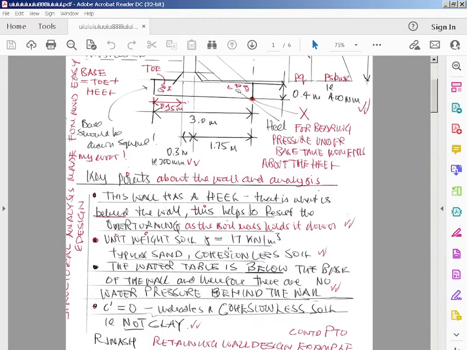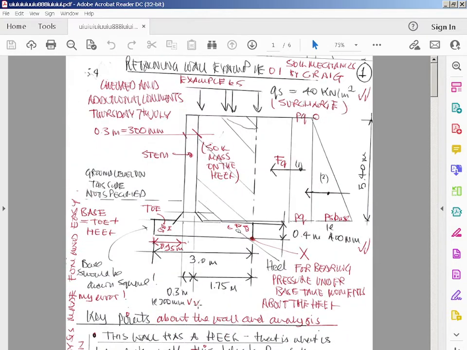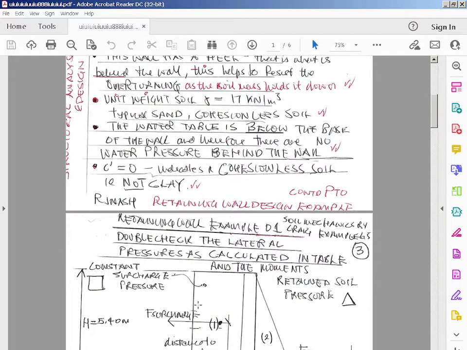The unit weight of soil, gamma, equals 17 kilonewtons per meter cubed. It's a typical sand, a cohesionless soil. The water table is below the base of the wall, and therefore there are no water pressures behind the wall. And C dash equals 0 indicates a cohesionless soil, i.e. not clay. That's the most important thing.